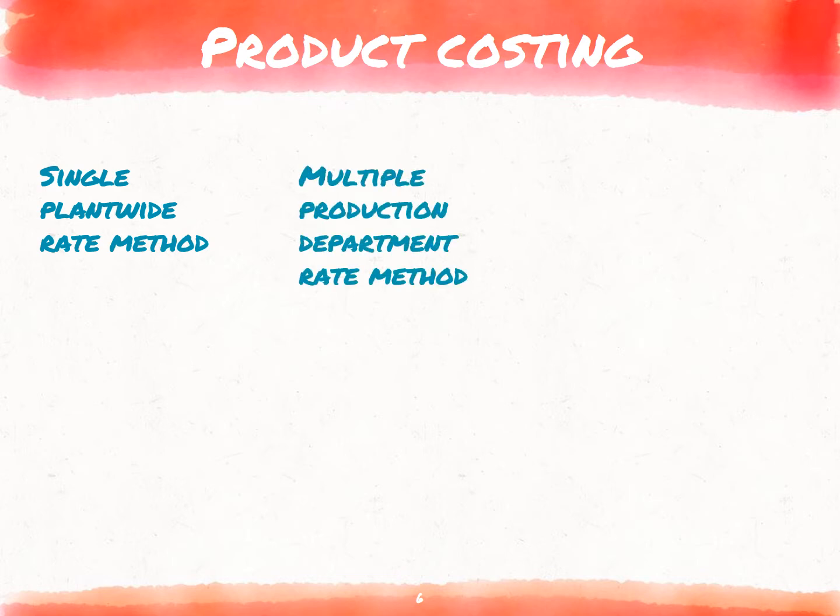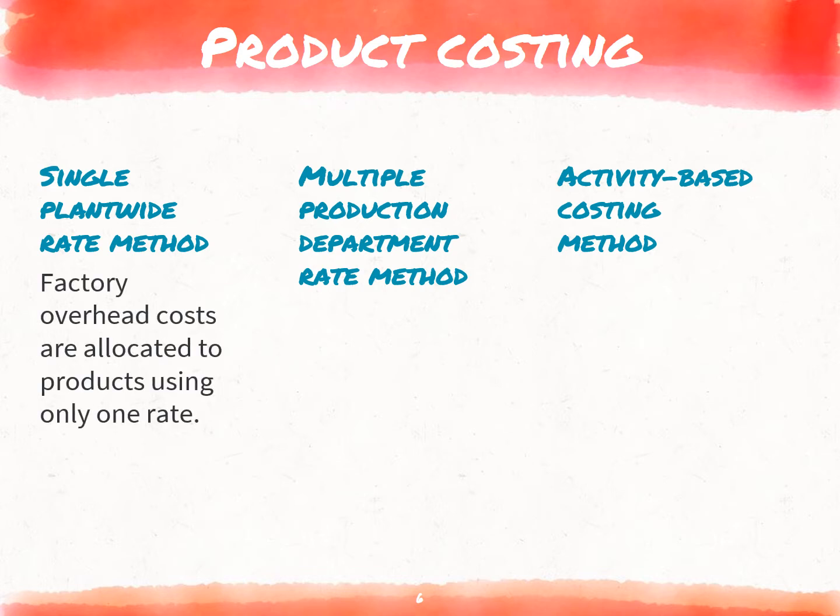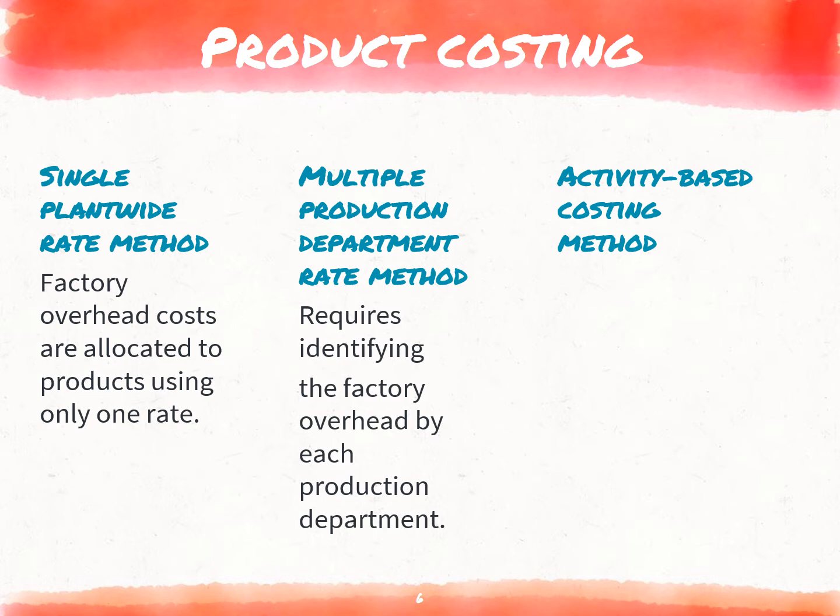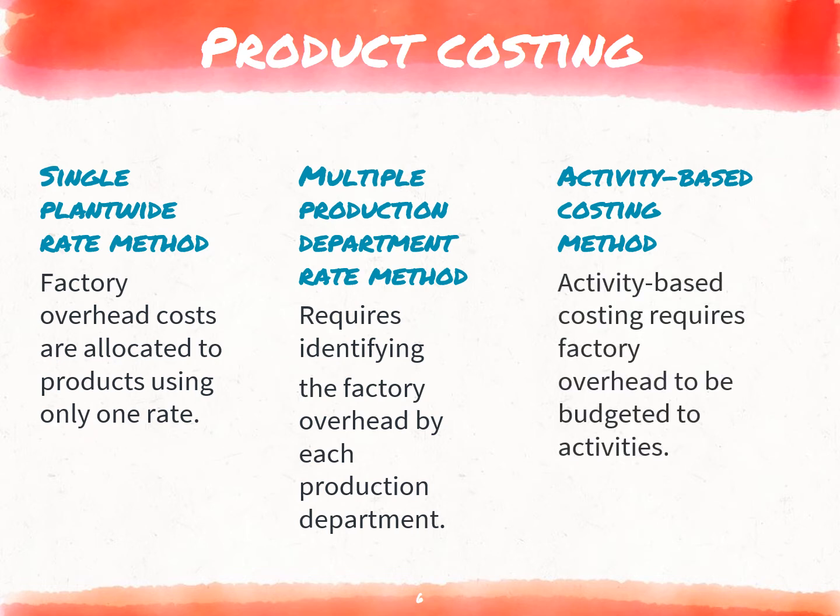The most common methods of allocating factory overhead using predetermined factory overhead rates are single plant-wide rate method, multiple production department rate method, and activity-based costing method. Single plant-wide rate method is wherein factory overhead costs are allocated to products using only one rate. Meanwhile, multiple production department rate method requires identifying the factory overhead by each production department. And lastly, activity-based costing requires factory overhead to be budgeted to activities.